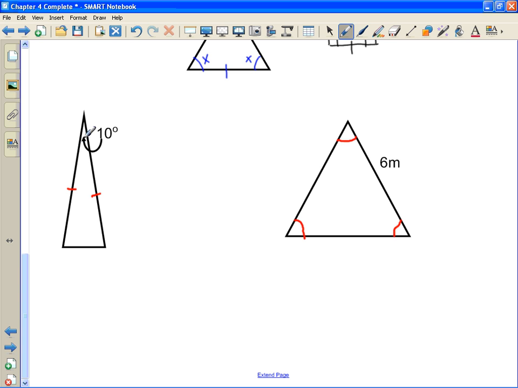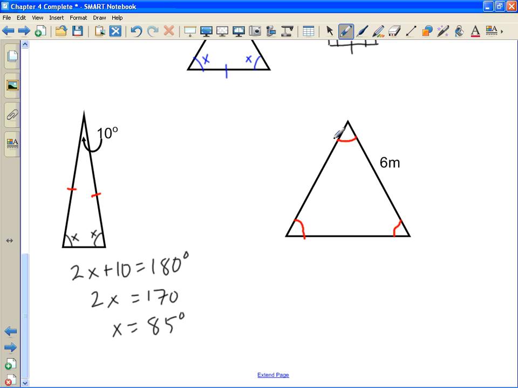If this is 10 degrees, and I've got these 2 sides congruent, these congruent sides tell me that these angles are the same. So let's call them x again. And I know that x plus x, 2x, plus the 10 degrees that I have should equal the total degrees in the triangle. So I can use this to solve for what x is. If I subtract the 10 over, I get 2x equals 170, which means x is going to be 85 degrees. So each of these angles would be 85 degrees.